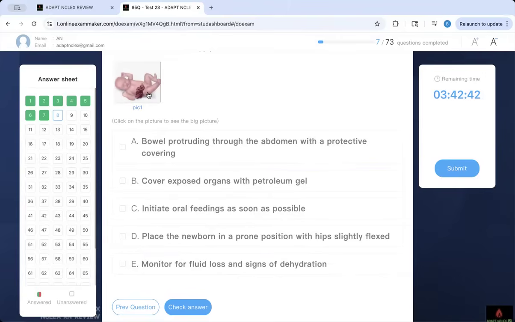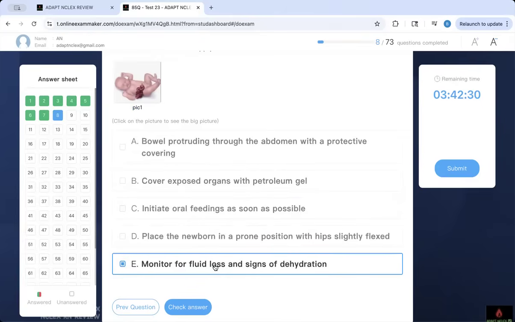Why would you feed them? Baby has to be NPO, NG tube to suction. They need TPN. Place the client in the prone position with the hip slightly flexed? The bowel is exposed. Why would you put them in the prone position? They need IV fluid. They need hydration. They need infection prevention. Cover the bowel with what? Saline gauze, and then some silo, and then prepare the kid for surgery.